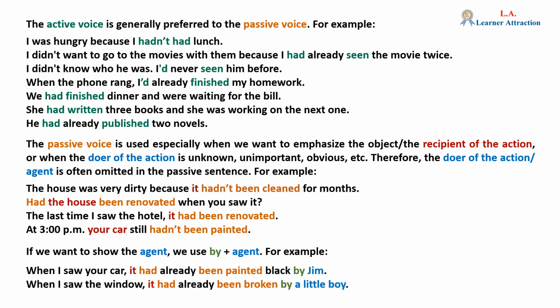Had the house been renovated when you saw it? The last time I saw the hotel, it had been renovated. At 3 p.m. your car still hadn't been painted. If we want to show the agent, we use by, plus agent. For example, when I saw your car, it had already been painted black by Jim. When I saw the window, it had already been broken by a little boy.